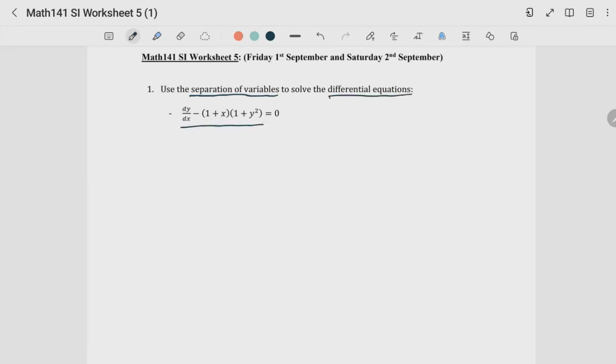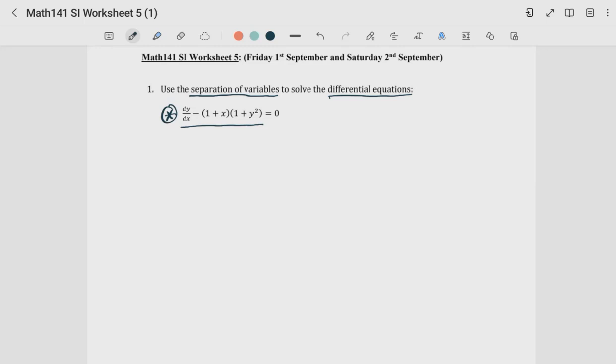And we have dy over dx is minus (1 plus x) times (1 plus y squared) is equal to 0. And please note that this is not a negative. This just might as well be an asterisk. Okay, so it's not a negative. Right, so how do we go about this?